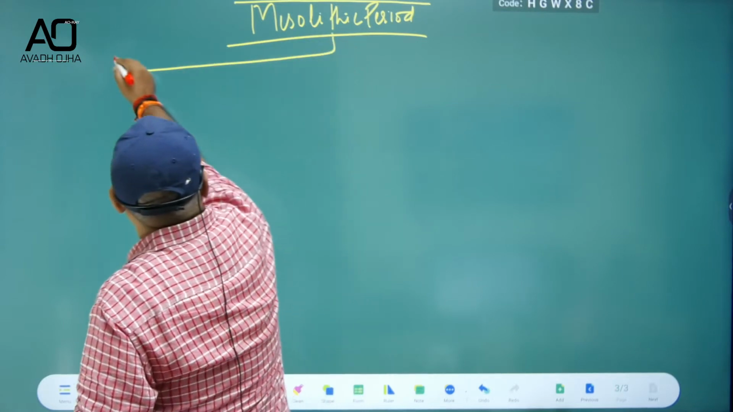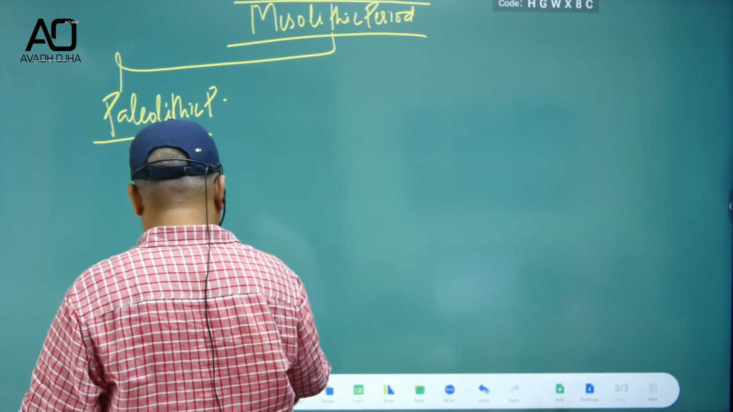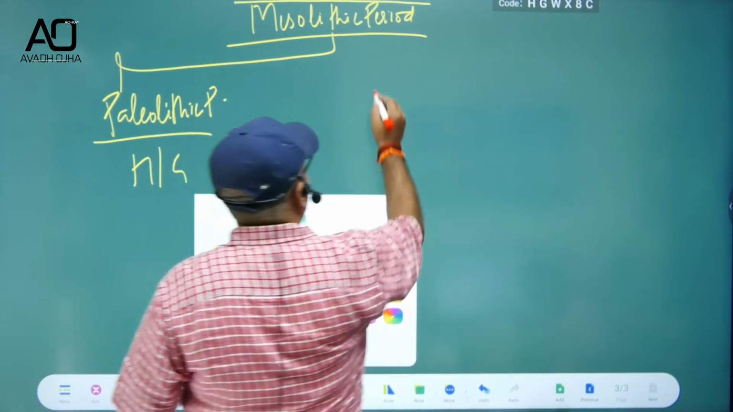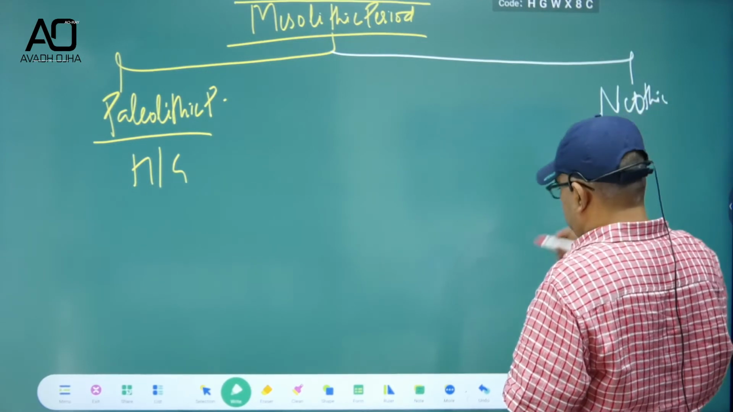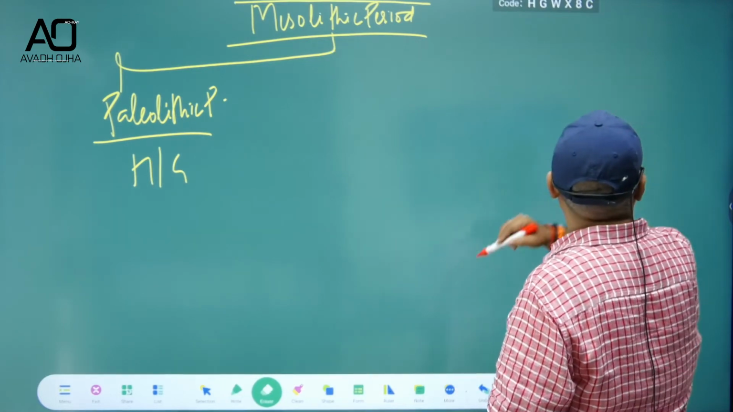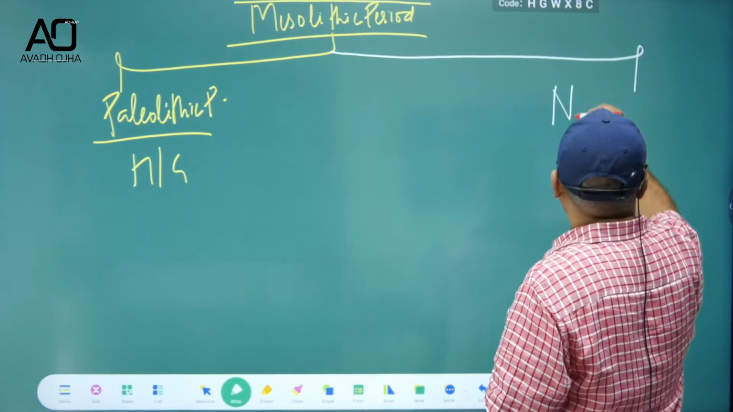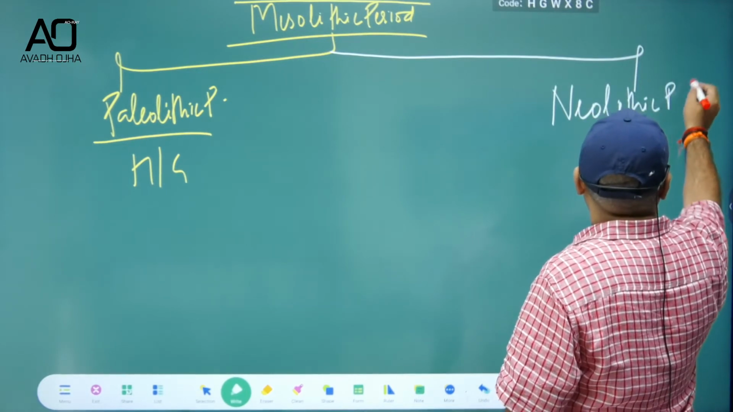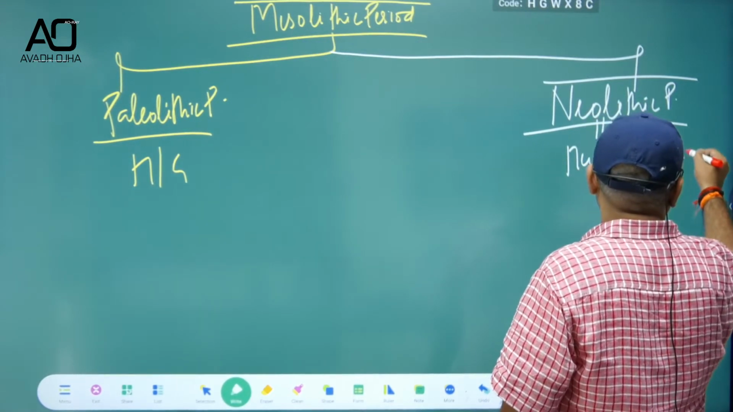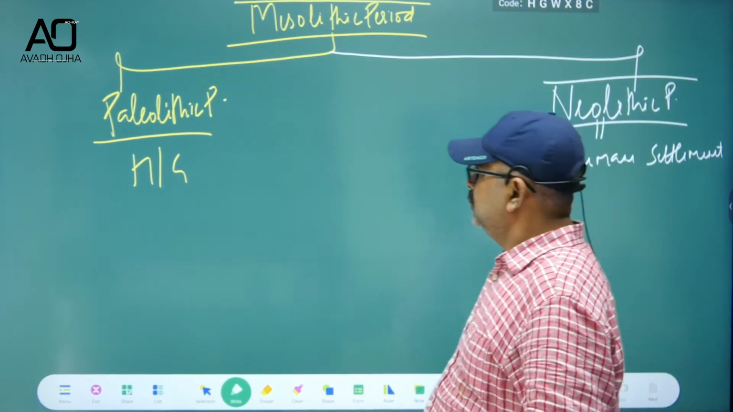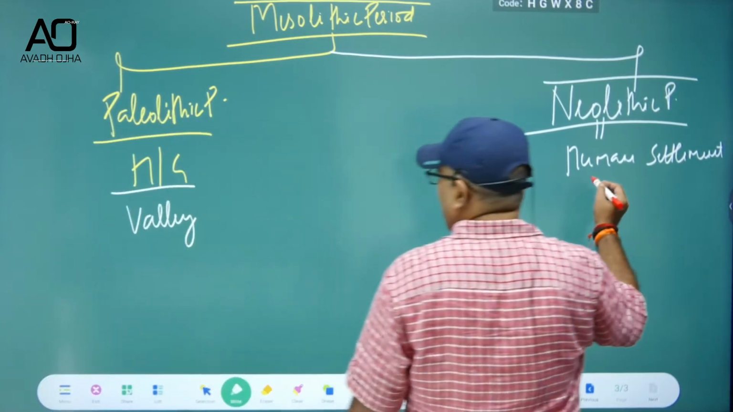Now you see, Paleolithic period, man is a hunter and gatherer. Neolithic period, beginning of human settlement. Here he is living in valleys. Here he is living in houses.